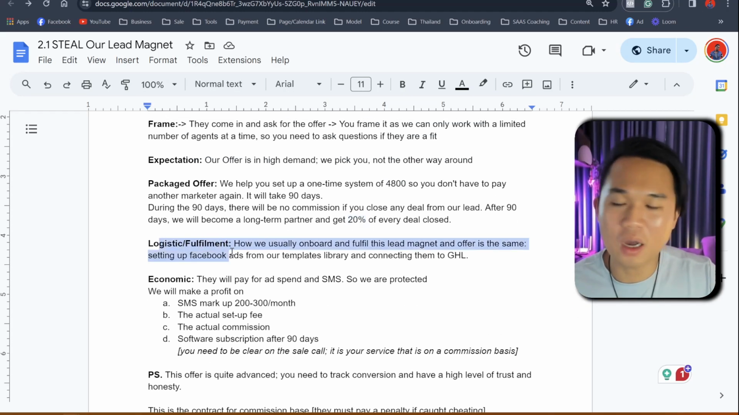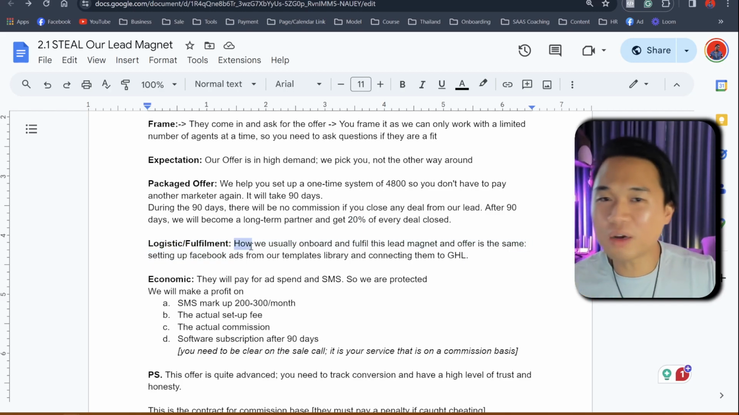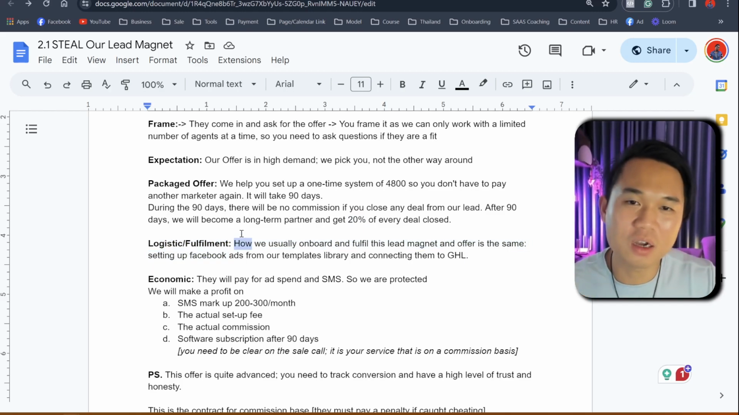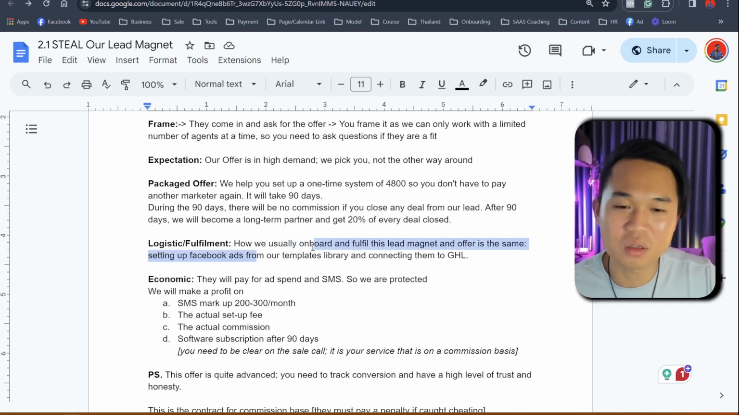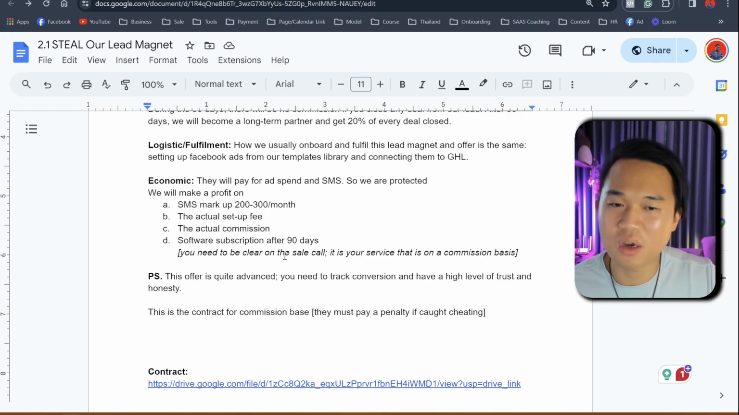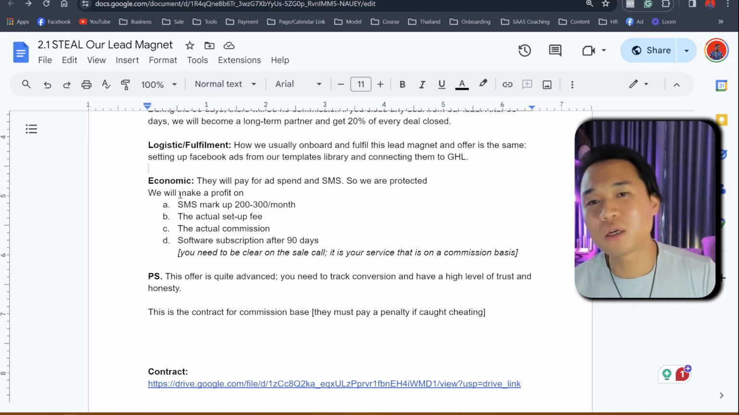The logistics, the fulfillment: how are we going to fulfill this, right? We run Facebook ads for real estate agents and connect them to HighLevel. So it's literally the same thing. Nothing has changed in our fulfillment. We just onboard them, launch the Facebook ads, and connect it to HighLevel. So the economics are what's important.